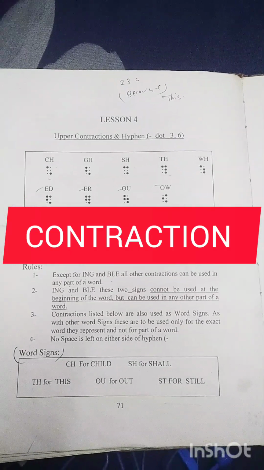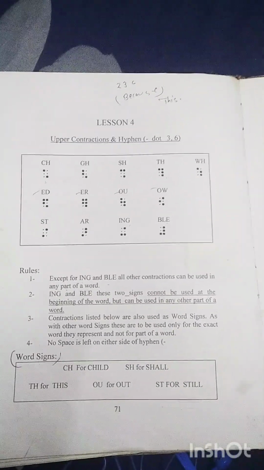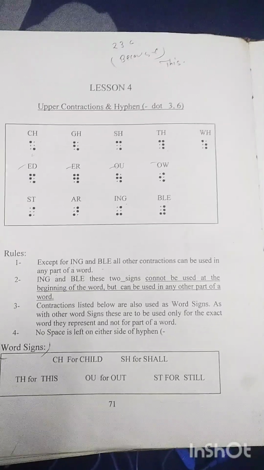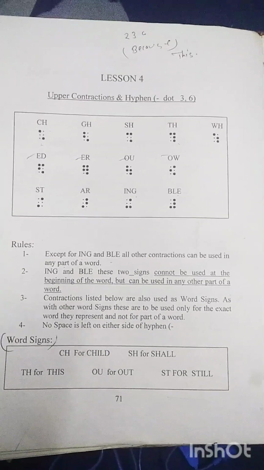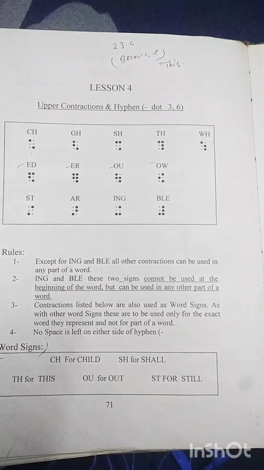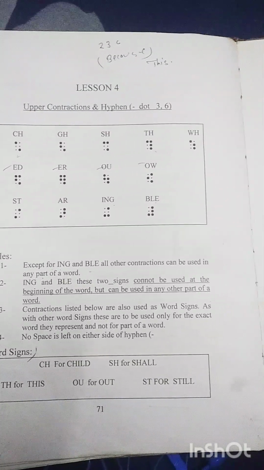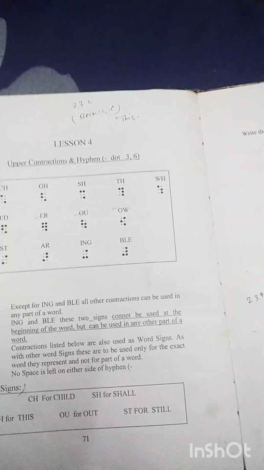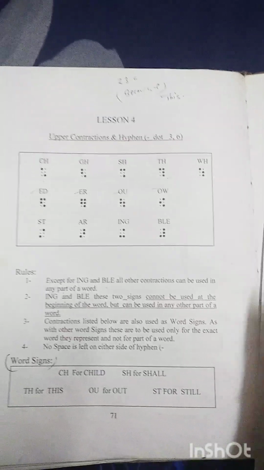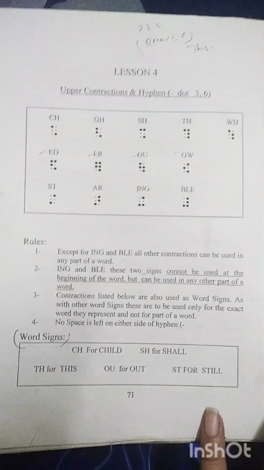Okay, so we will start from chapter 4. Here in chapter 4, we will read about the upper contraction and hyphen. So, what is the dot for hyphen? 3 6. And there is one question which we will read about: what are contractions?